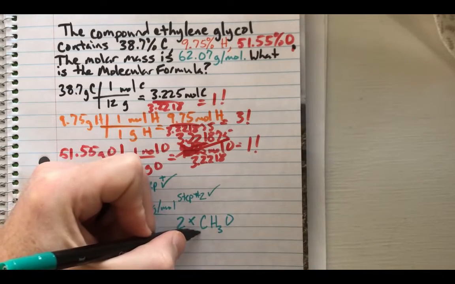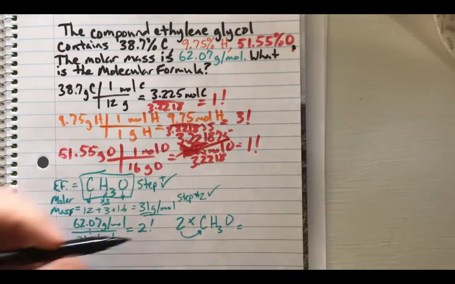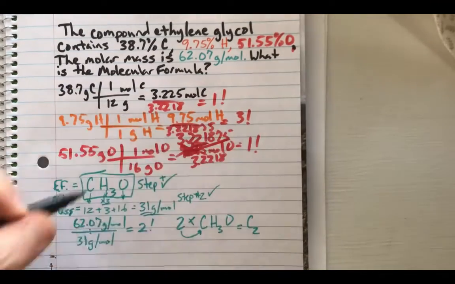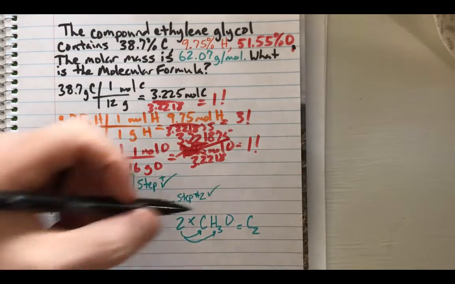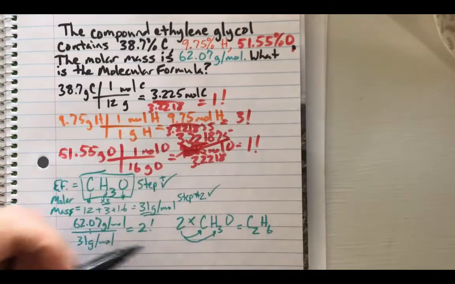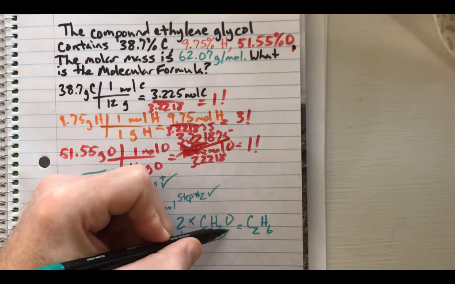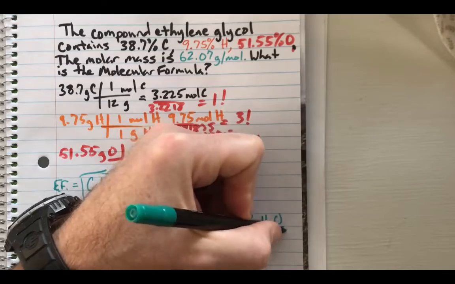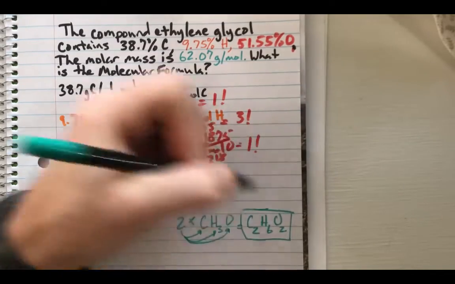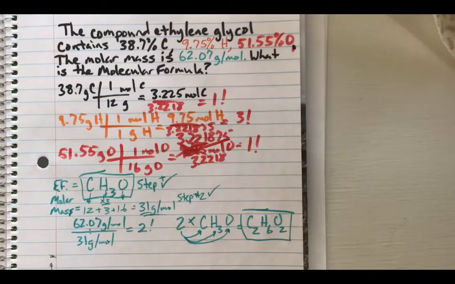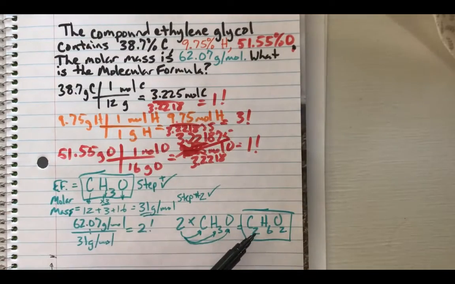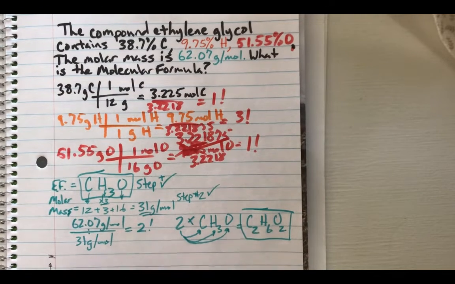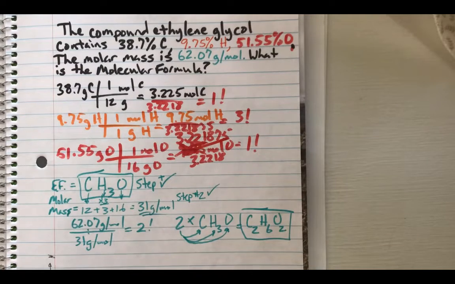So this is going to be 2 times the carbon, which gives me 2 carbons. I'm going to multiply the 2 times the 3 hydrogens, which gives me 6 hydrogens. And then lastly, the 2 times the oxygen, so it's going to be 2. So this is the molecular formula of the ethylene glycol that had those percent breakdowns. This is its molecular formula. This is not reduced. I do not reduce this anymore. Okay? So that should get you going on the molecular formulas.